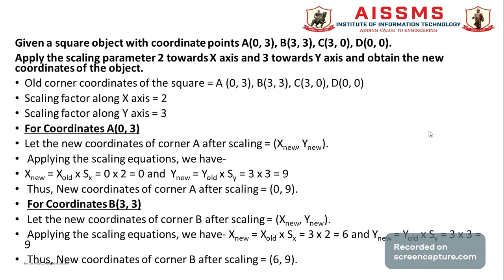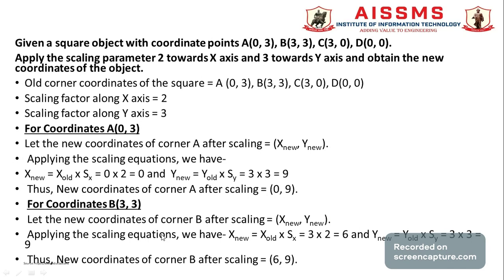Now we apply the scaling transformation formula. Let the new coordinates of corner A after the scaling be x new and y new. Applying the scaling equation, x new equals x old times Sx, so 0 times 2 equals 0, and y new equals y old times Sy, so 3 times 3 equals 9. Thus we get the new coordinates of corner A after the scaling, that is (0, 9). Now we come to the next coordinate, that is B.